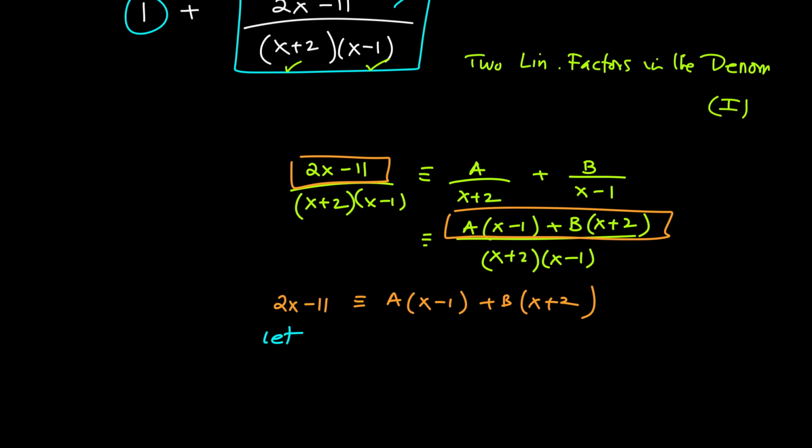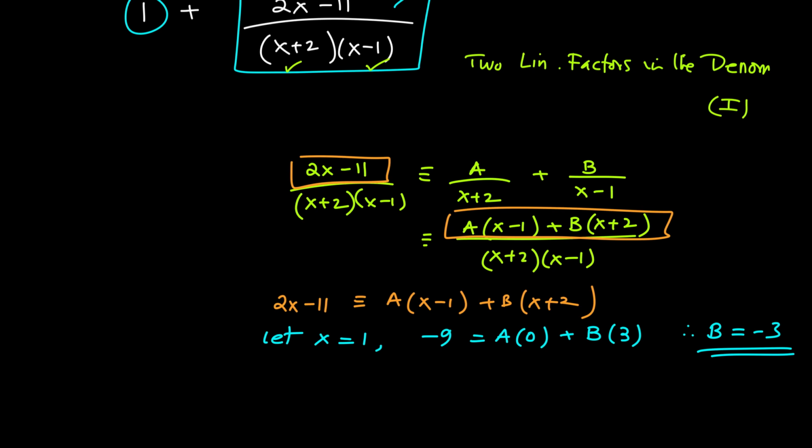Let me get started by taking x equals 1. So therefore, 2 minus 11 is negative 9. A is multiplied with 0. B is multiplied with 1 plus 2, which is 3. Therefore, B comes out to be negative 3. That's the first constant that has been found.